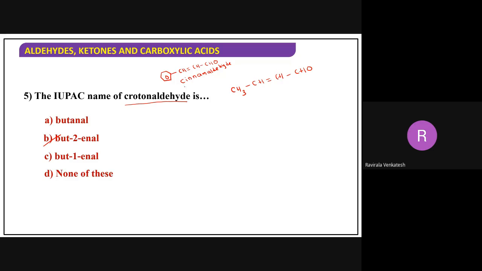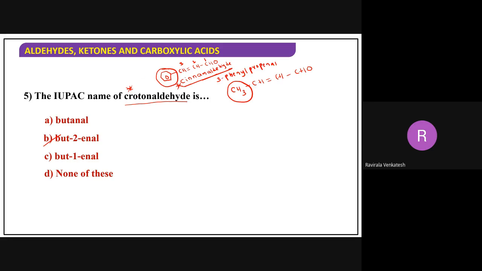Now this is called cinnamaldehyde. What is the difference between these two? Here you have a methyl group. Here you are having a phenyl group. Again, same thing: 1, 2, 3. So we can call this one 3-phenyl. The name of this one is 3-phenylpropanal, called cinnamaldehyde. Very important. Propionaldehyde and cinnamaldehyde are very, very important.